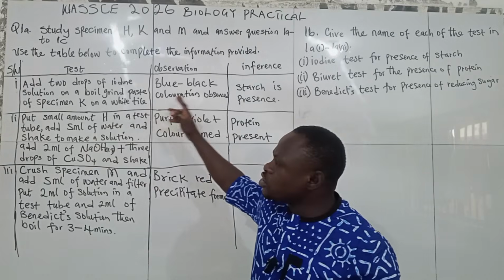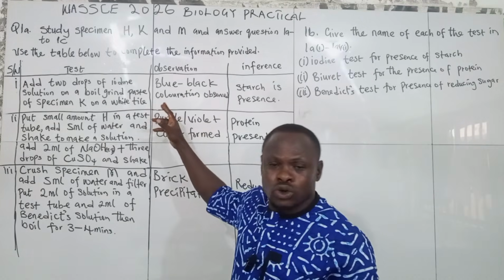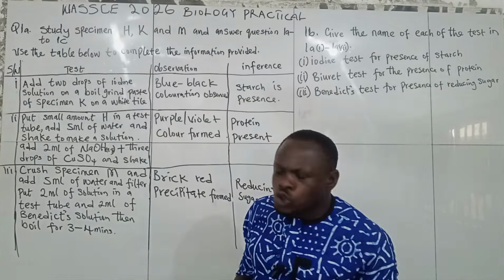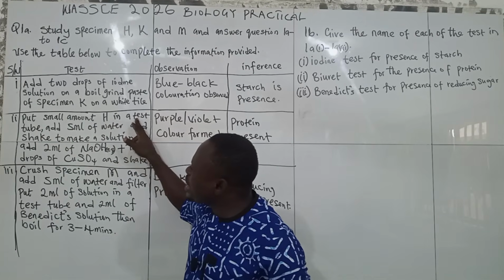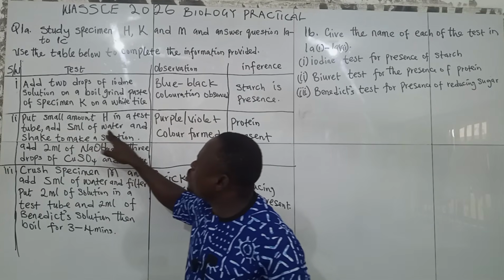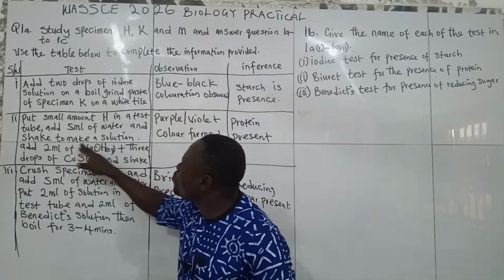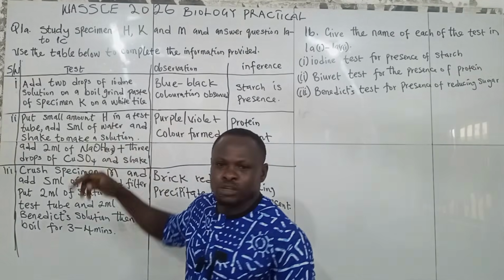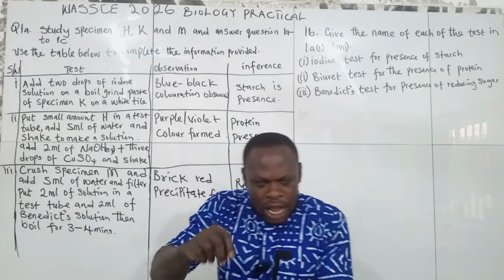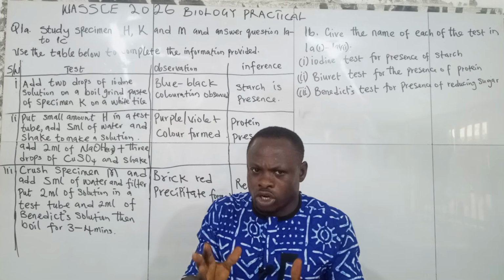Observed. So that should be what? This is what you are going to observe. Alright. Number 2, put a small amount of H in a test tube and add 5 ml of water and shake to make a solution. Remember, this H is milk. You need to add water to it so that you can make a solution of it.